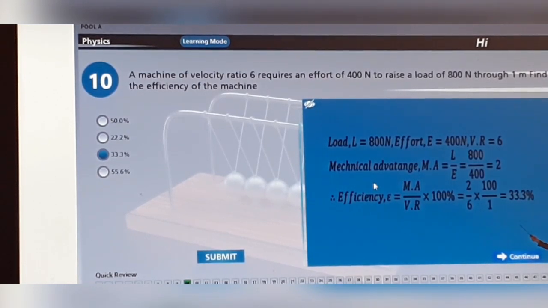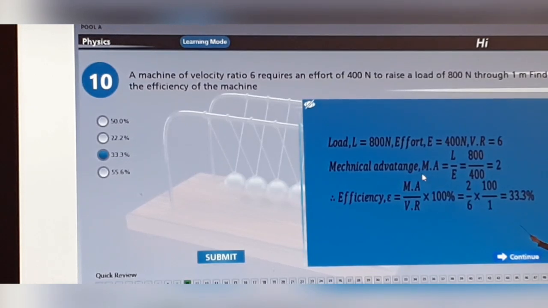So the first thing we need to do is to bring out our parameters. Load was given as 800 Newton, effort was given as 400, and velocity ratio was given as 6. Now, the formula for calculating mechanical advantage is load divided by effort. So the load, which is 800, divided by the effort, which is 400, will give you 2.